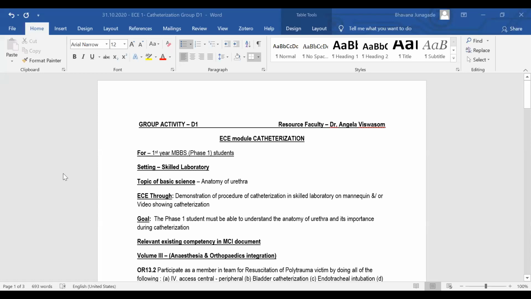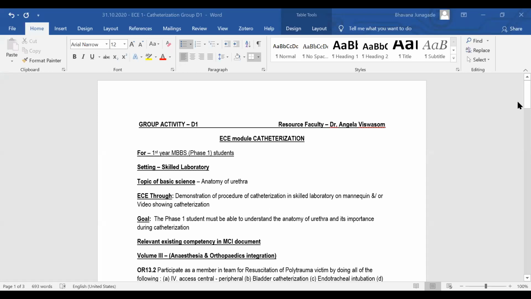Our module is catheterization, and its setting is the skills laboratory. The ECE module is for the first year MBBS or phase 1 students. The topic of basic science which we need to cover here is anatomy of the urethra. The ECE will be done through demonstration of the procedure of catheterization in the skills laboratory on a mannequin, with or without a video showing the catheterization. The goal of the entire module is that the phase 1 student must be able to understand the anatomy of the urethra and its importance during catheterization.